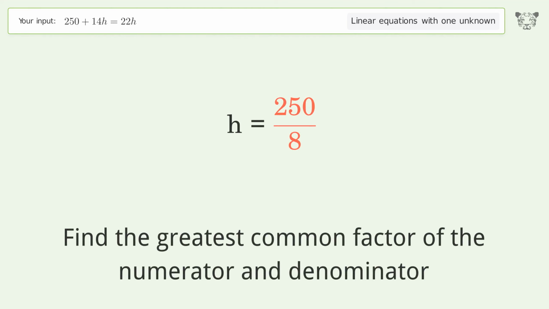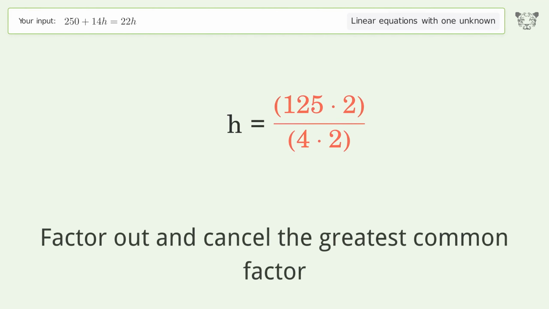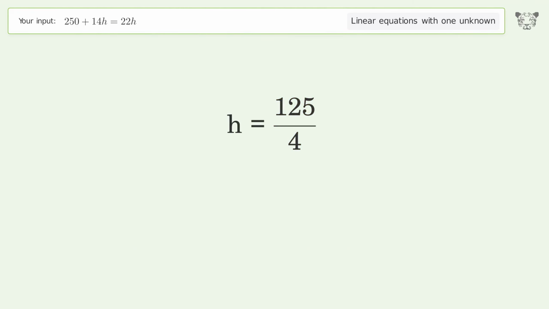Find the greatest common factor of the numerator and denominator. Factor out and cancel the greatest common factor. And so the final result is h equals 125/4.